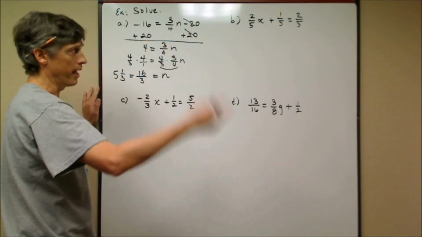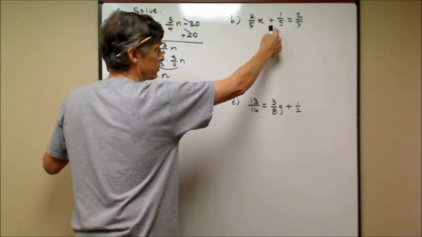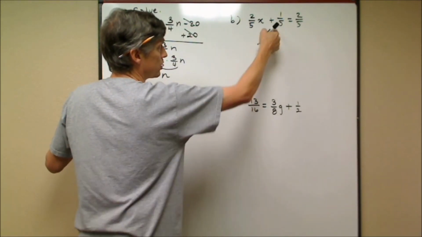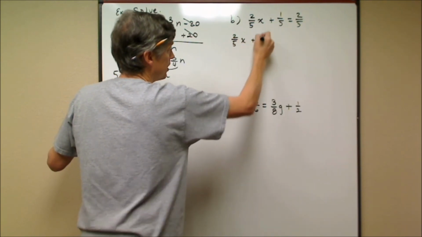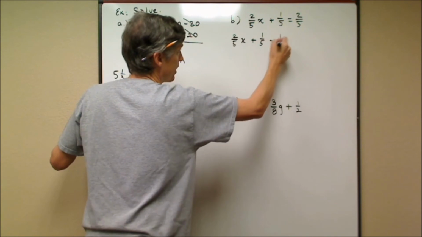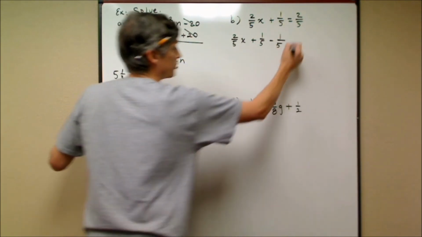Something subtracted, we're going to add to undo. We have to undo the adding or subtracting step first. So I'm going to get rid of the plus 1/5, and I'm going to write it out the standard way by subtracting 1/5 from both sides.